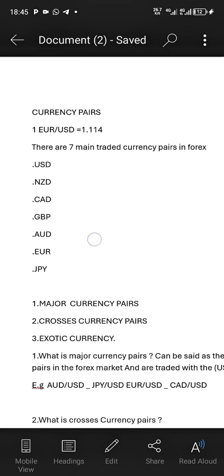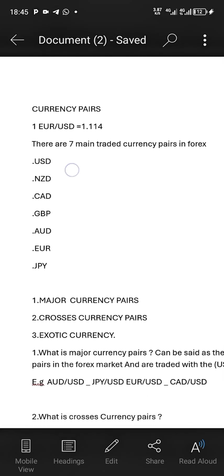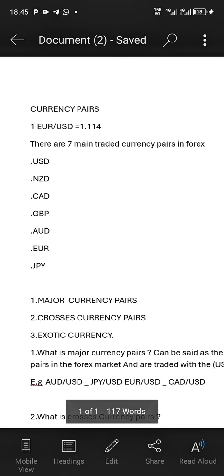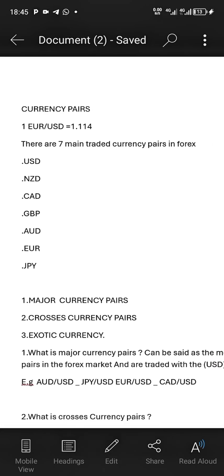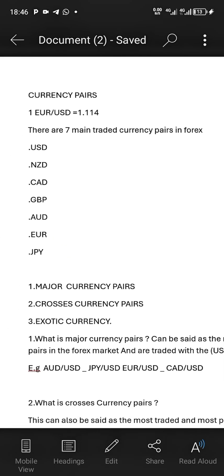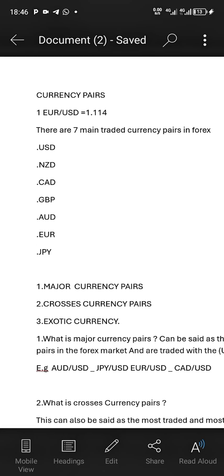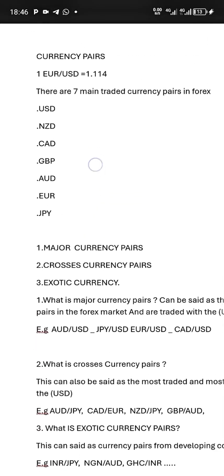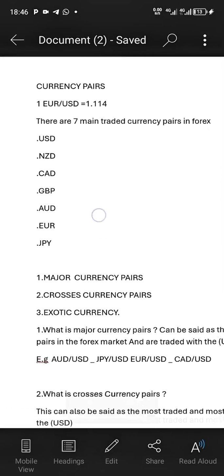These 7 currency pairs: we have the United States dollar, abbreviated here as USD, the NZD, which is the New Zealand dollar, the CAD, which is the Canadian dollar, the GBP, which is the Great British Pound, the AUD, which is the Australian dollar, the EUR, which is the Euro, and the JPY, which is the Japanese yen. You can check this online, where you will see the abbreviations and their currencies.